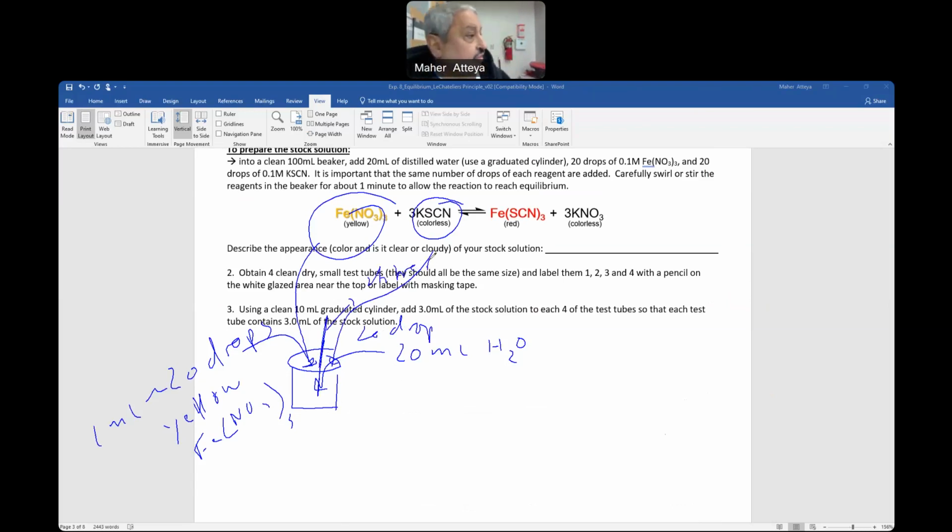So you have a yellow solution. The other one is colorless. When you mix them out, you get a deep red color. That's what you will obtain when you mix 20 drops. This one is 20 drops as well. So 20 drops of each of those reactants, which is around 1 mL.